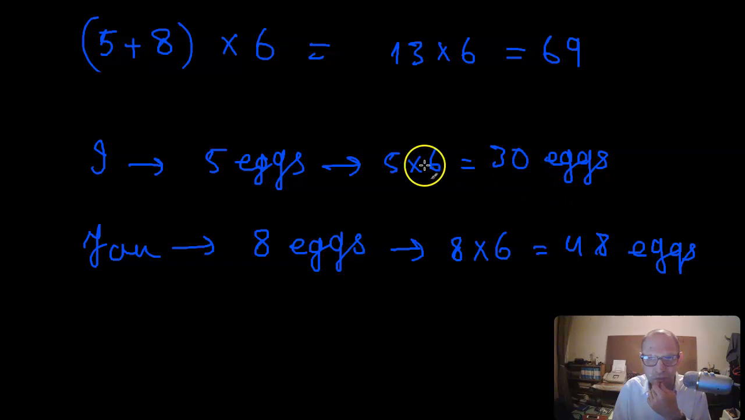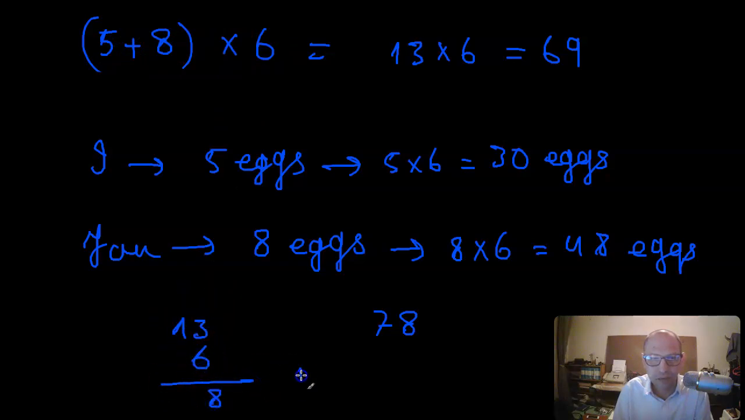Now it seems that there is something wrong here. 5 times 6 is equal to 30, 8 times 6 is equal to 48. That's 78. And then 13 times 6 is the same thing as 78. So all along I've been talking about 69, whereas in reality the actual calculation was 78. So that was my mistake. You can correct it in your mind, right? But that doesn't make anything wrong, of course, just the calculation.